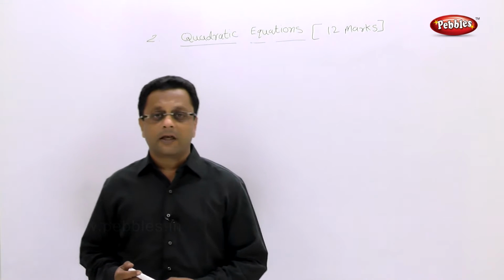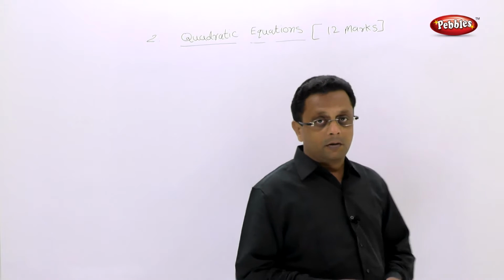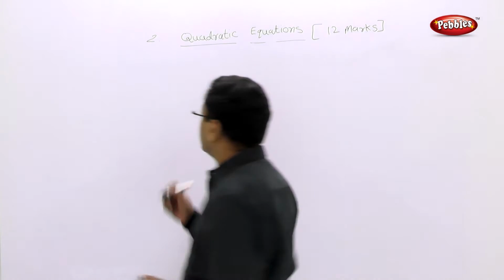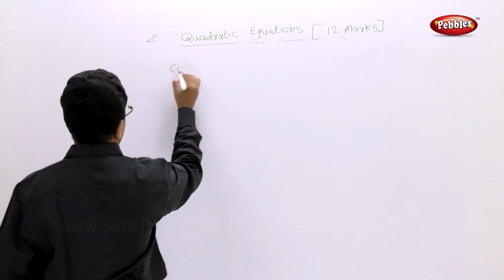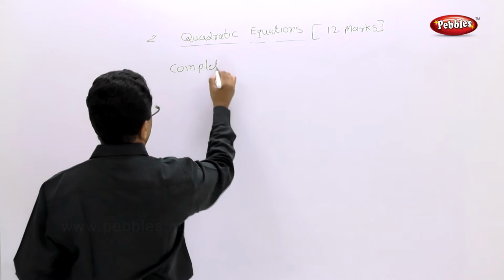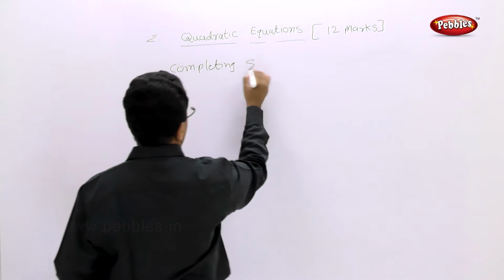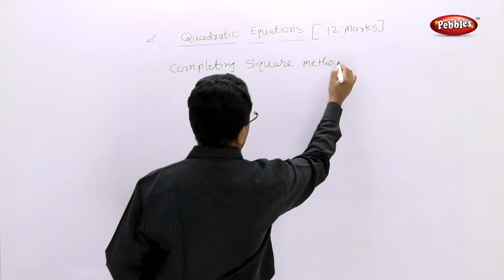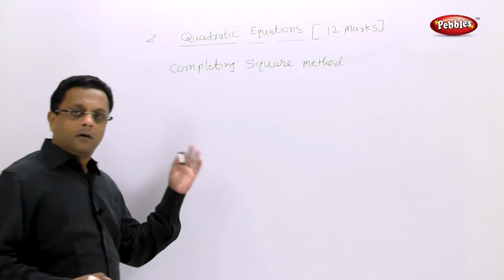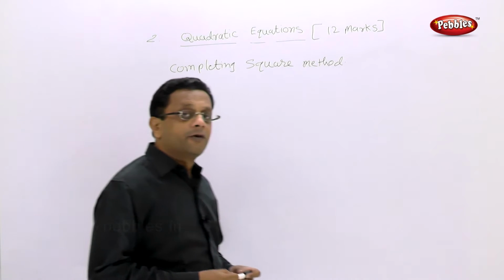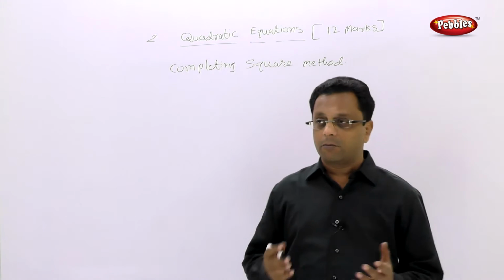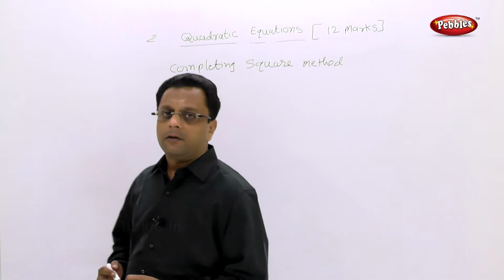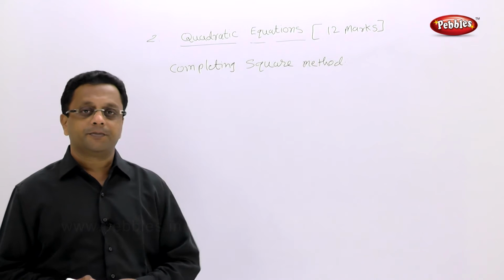Hello friends, welcome back. Now we are going to solve the quadratic equation by the second method, that is the completing the square method. Sometimes quadratic equations cannot be solved very easily by the factorization method. It is difficult to factorize them. So in that case we can use this method.